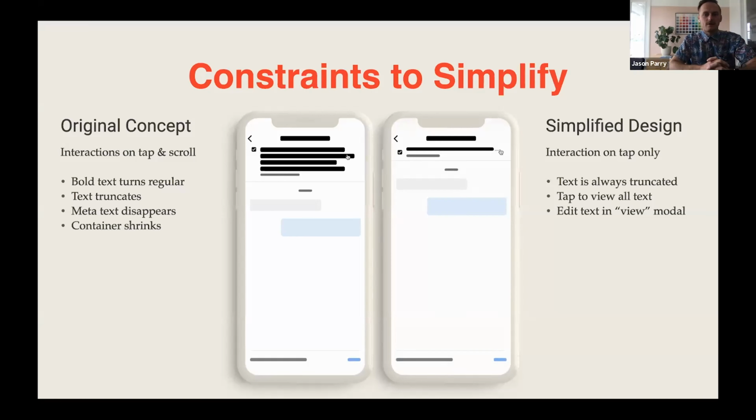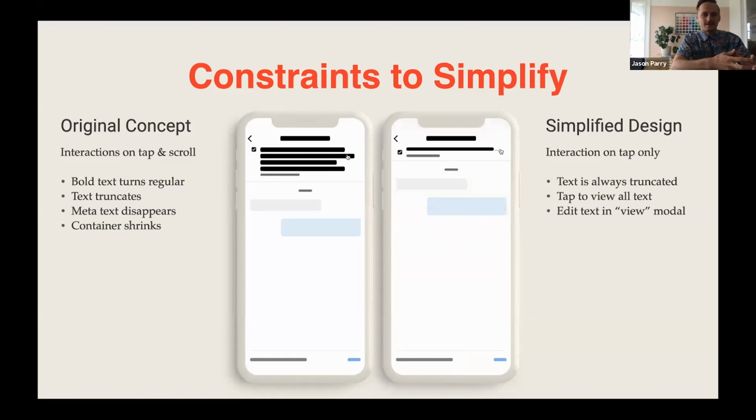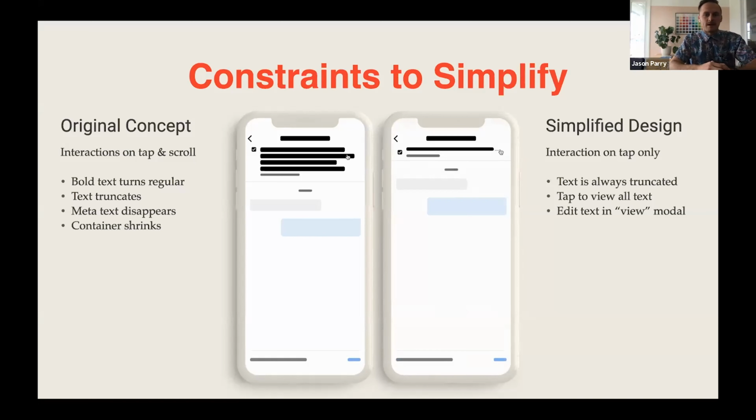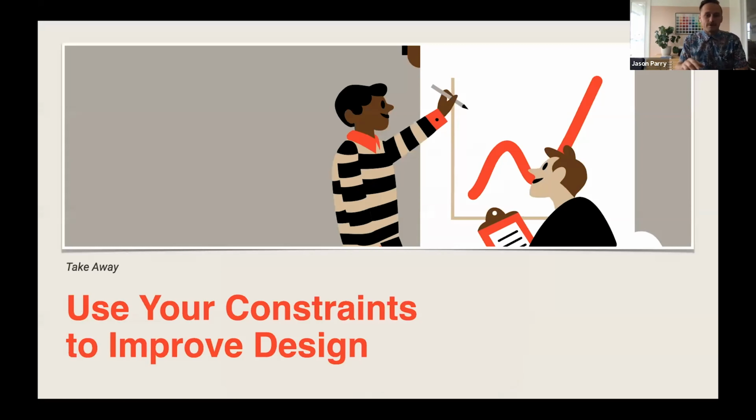So it was this constraint to use SwiftUI, and it was a limiting thing. But in the end, I think it really improved the design, and it made it a much simpler experience. So I was grateful to have that constraint and that collaboration. Anyway, the takeaway really is: use your constraints to your advantage to improve your design.